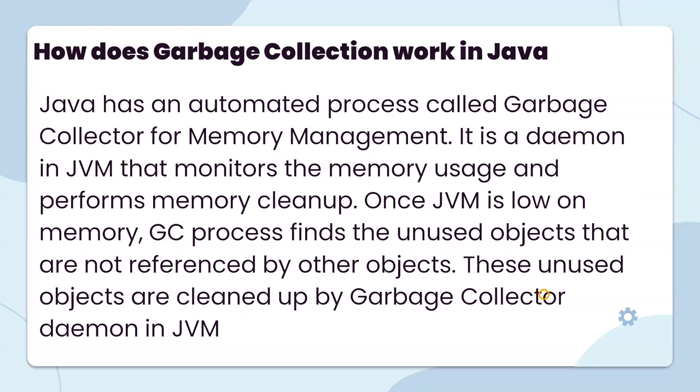Next question is, how does garbage collection work in Java? Java has an automated process called the garbage collector for memory management. It is a daemon thread in Java that monitors the memory usage and performs memory reclaim. Once the JVM is low on memory, the GC process finds the unused objects that are not referenced by any other object. These unused objects are cleaned up by the garbage collector daemon.